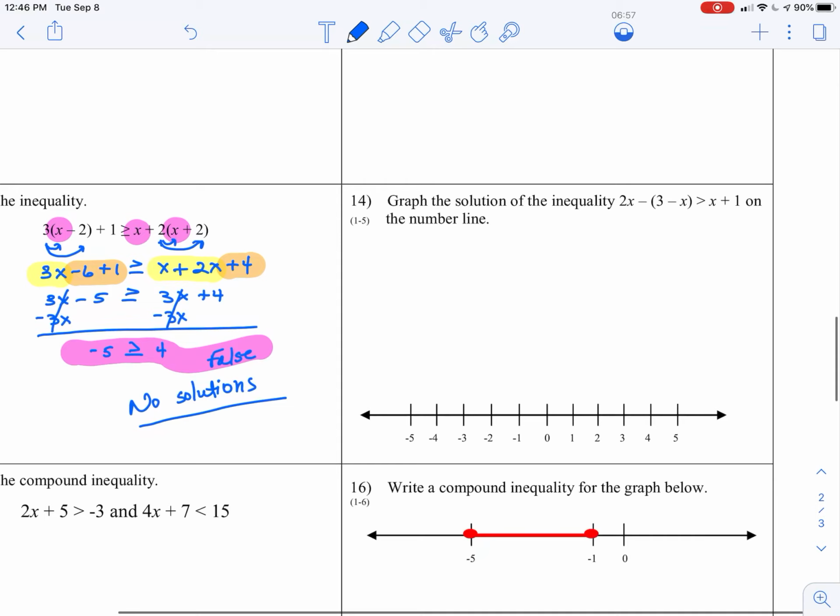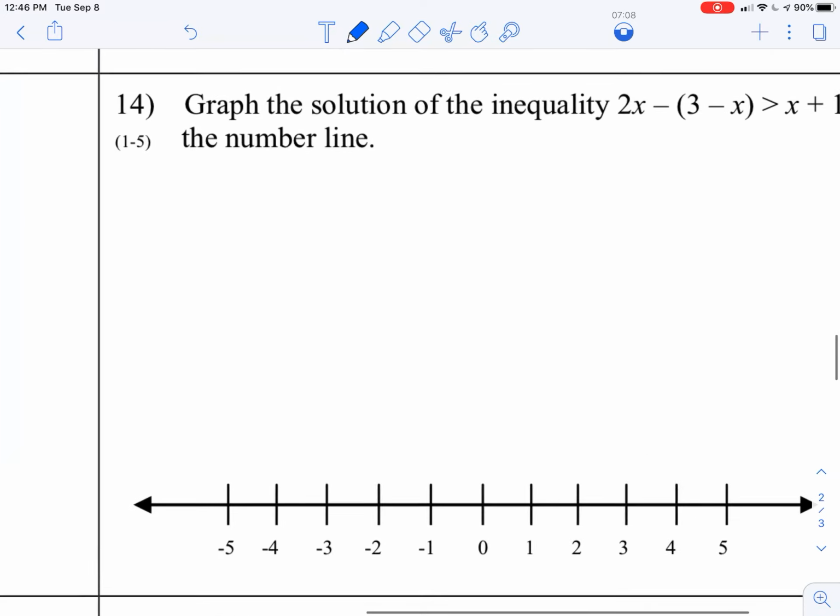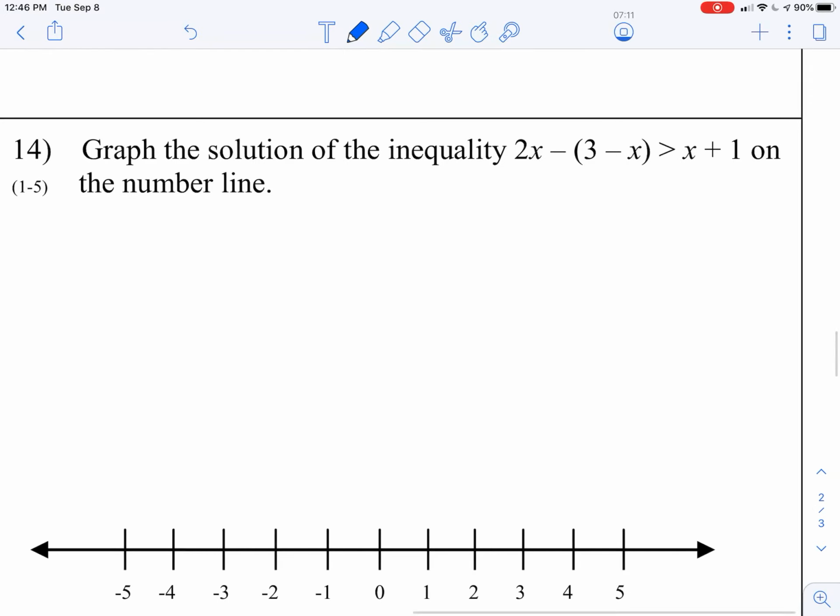Let's look at number 14. Number 14, we're going to graph the solution of this inequality. 2x minus the quantity of 3 minus x is greater than x plus 1, and then we're going to put it on the number line. So we have to do a little solving here first. So let's go ahead and work on that.